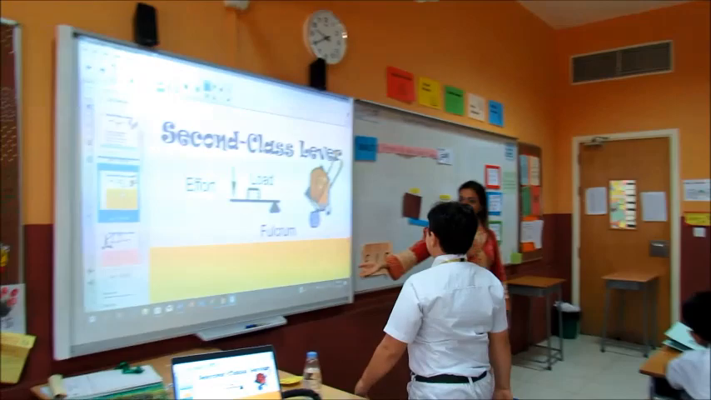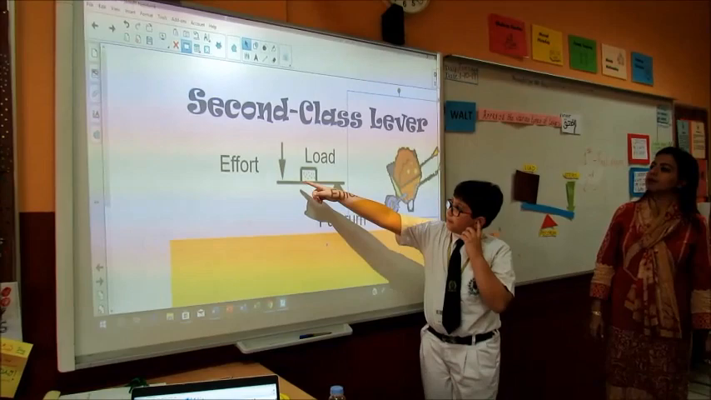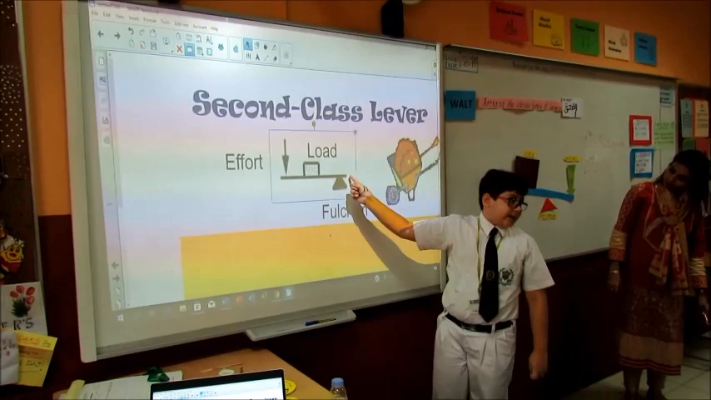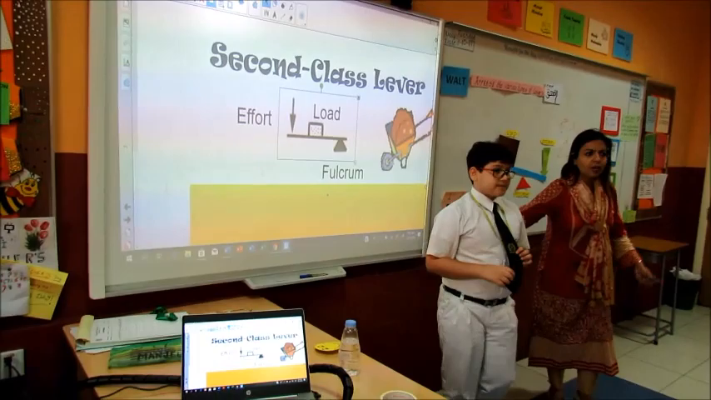Ma'am, over here, the effort is towards the left and the load is in the middle and the fulcrum is in the right. Okay, so what are we focusing on? What is at the middle? Who will tell me? Madhav? Yes, you want to try? Okay, Madhav. What is in the middle?